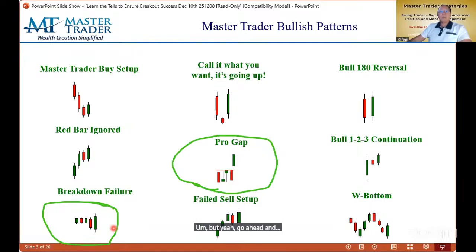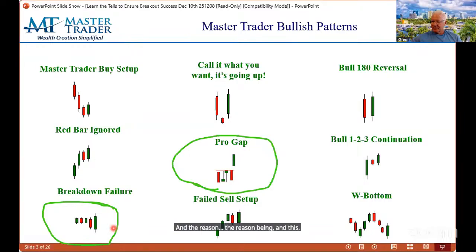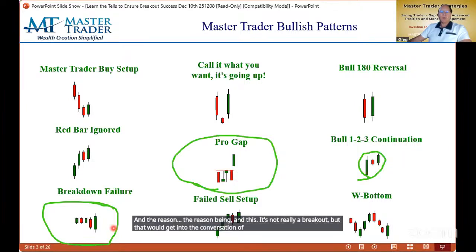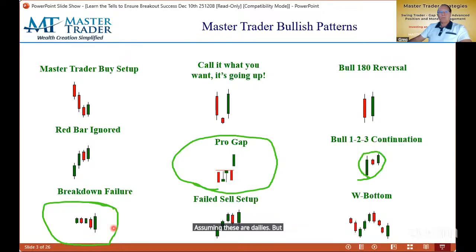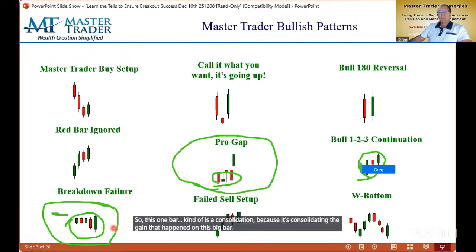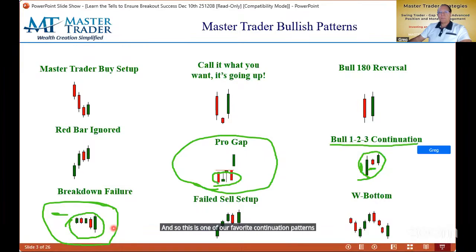The reason being, and this is not really a breakout, but that would get into the conversation of multiple time frames and so on to put it together, what's happening inside of these bars, assuming these are dailies. But the essence of why I circle these is because the pattern has tightened up, small ranges. You don't have what's to the left there, but take my word for it. That's why I pointed these, that you had this consolidation, and any breakout is preceded by a consolidation that can take many different forms. So this one bar kind of is a consolidation because it's consolidating the gain that happened on this big bar. And so this is one of our favorite continuation patterns that occurs.